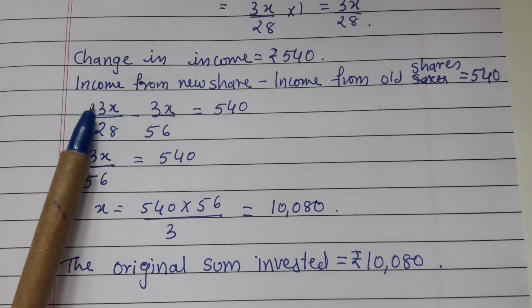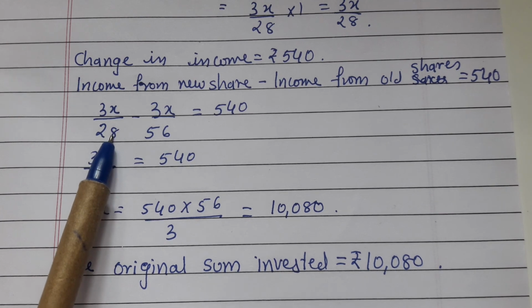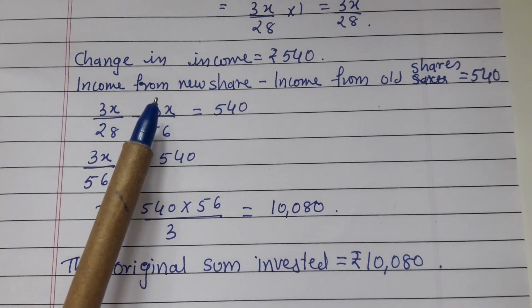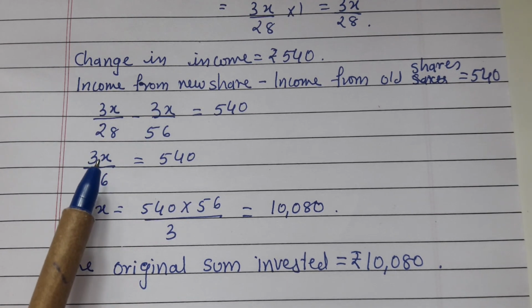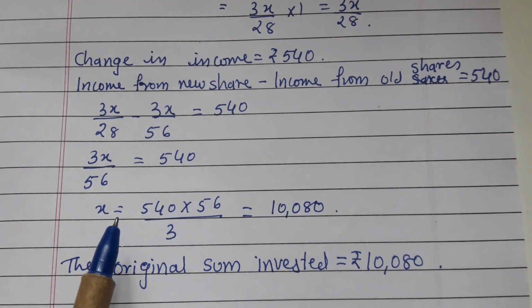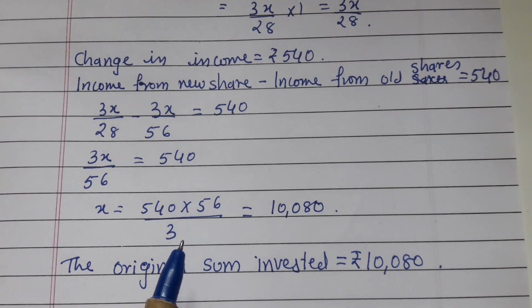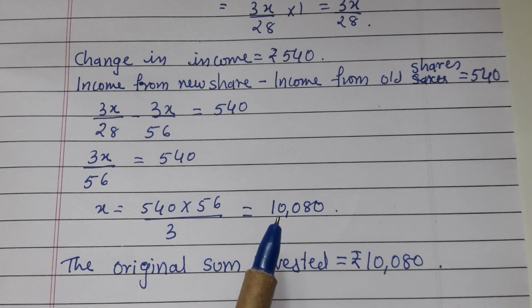Therefore, here first multiply by 2. It will be 6x upon 56. 6x minus 3x is equal to 3x upon 56 into 540. Therefore, x is equal to 540 into 56 upon 3, equal to 10,080. The original sum invested is rupees 10,080.